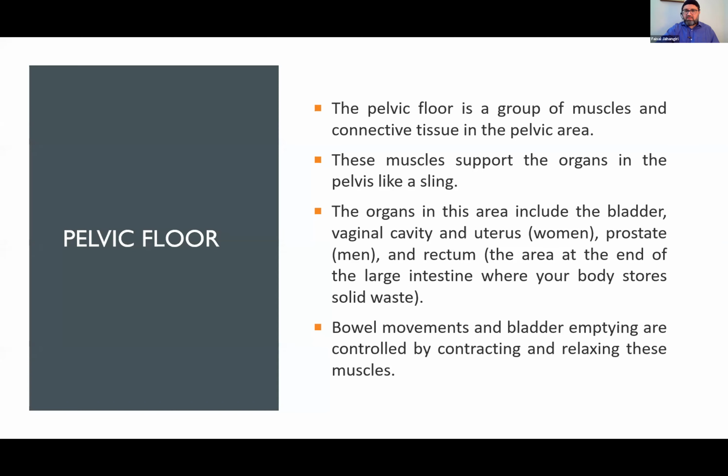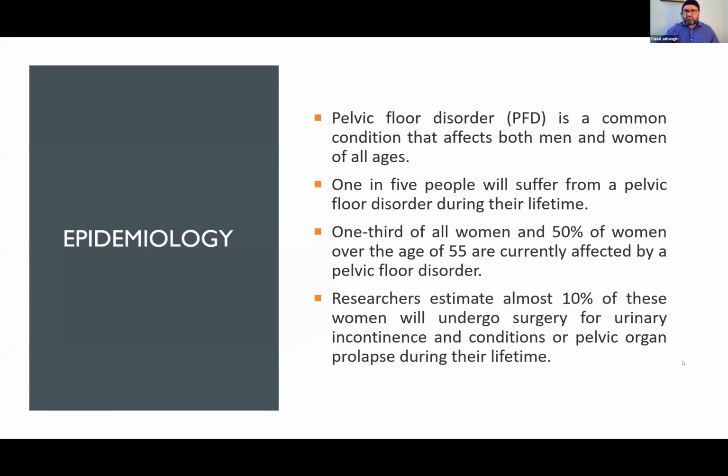So the pelvic floor is a group of muscles and connective tissue in the pelvic area. These muscles support the organs in the pelvis like a sling. The organs in the area include the bladder, vaginal cavity, and uterus in the female, and prostate in the man, and the rectum, which is the area at the end of the large intestine. Bowel movements and bladder emptying are controlled by contracting and relaxing these muscles.